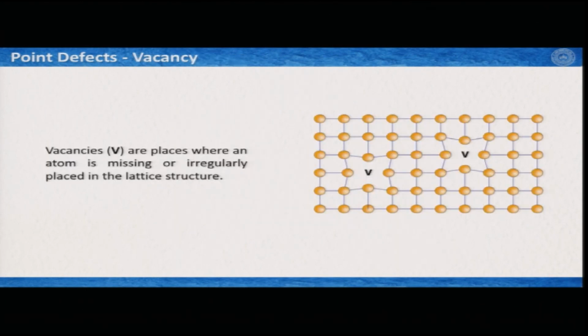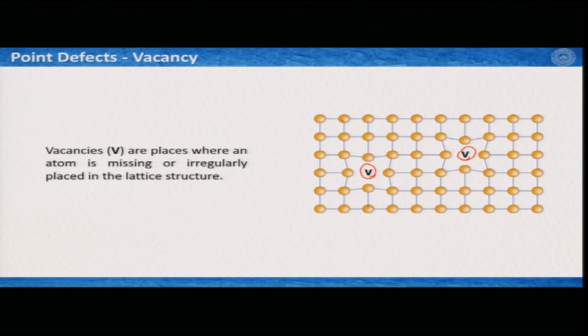So, the vacancy that we talked about, as we see in this illustration, if I look at this area in particular, the atoms within this segment of the lattice are distributed very homogeneously. Their interatomic distances are constant and so on. However, if we see this place in particular or this place in particular, one atom or one element is missing. So, vacancies are places where an atom is missing or irregularly placed within the lattice structure.